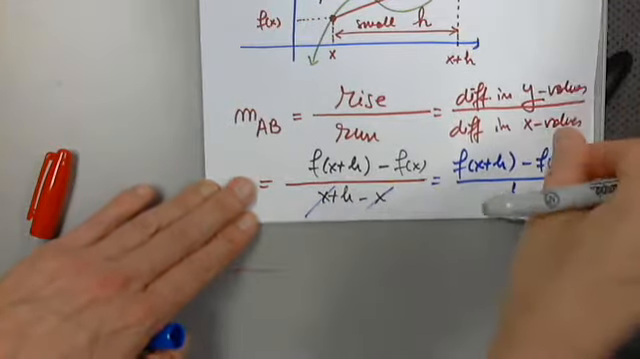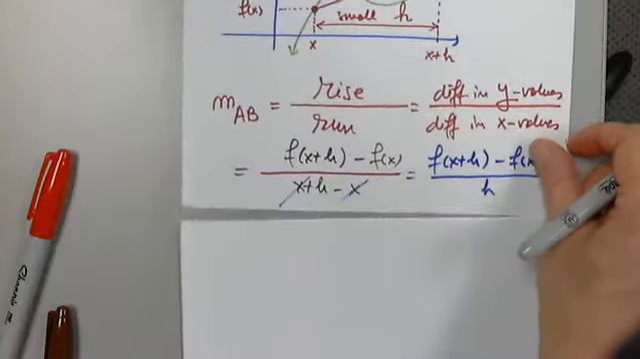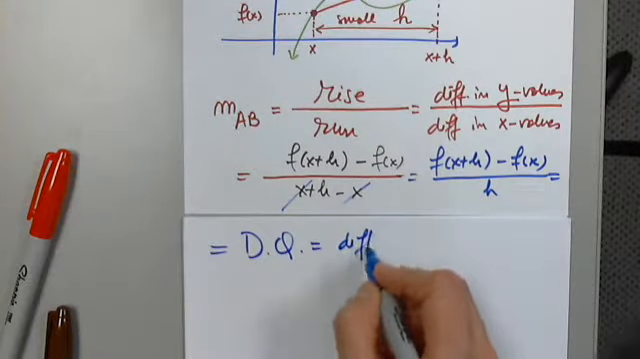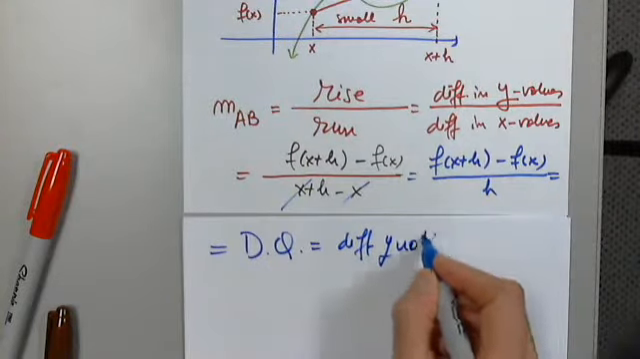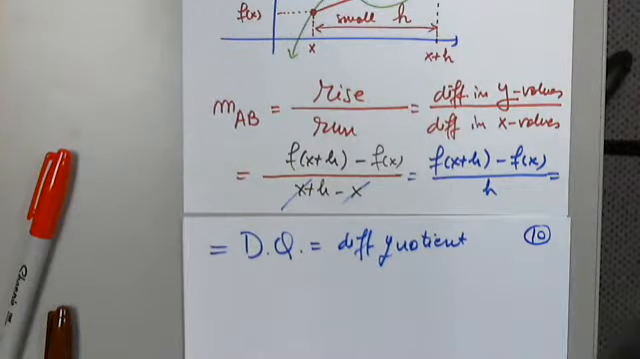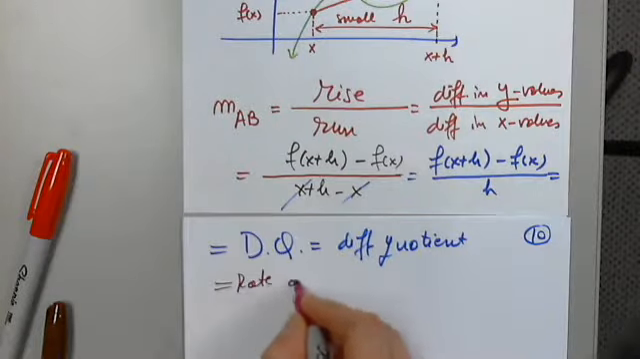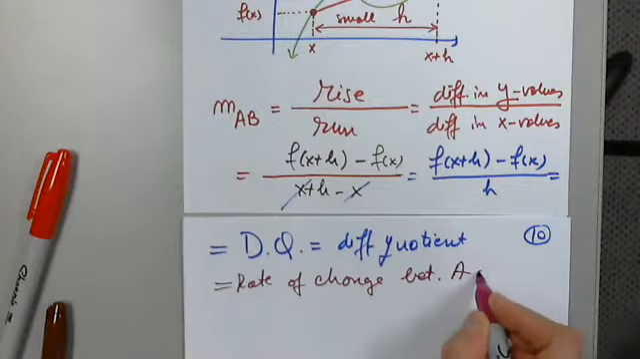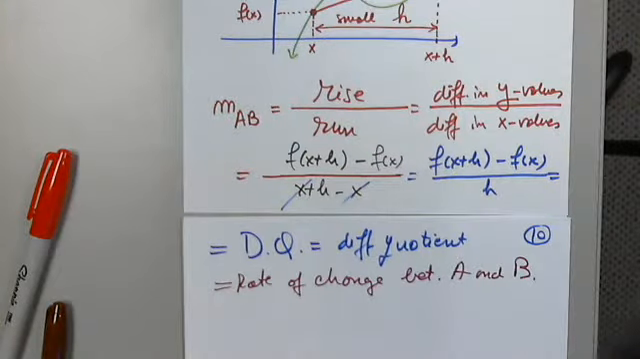This is what we call the difference quotient. Okay, you can say, yes, this was very interesting. But what does it mean? It gives the rate of change of the function between a and b. It's called the difference quotient.